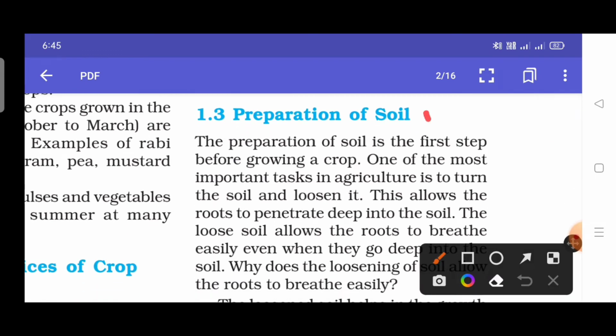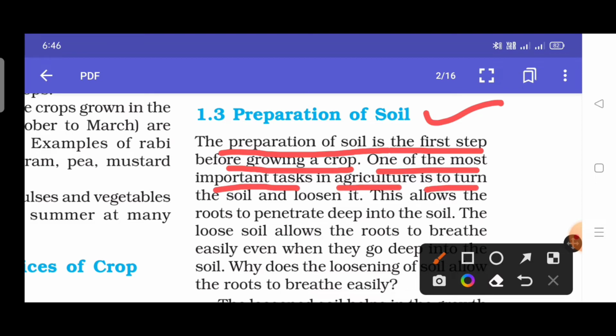First one is preparation of the soil. The preparation of the soil is the first step before growing a crop. So, as we know, before growing a crop, we need a proper soil so that the plant or the crop we grow is very good in nature. One of the most important tasks in agriculture is to turn the soil and loosen it.